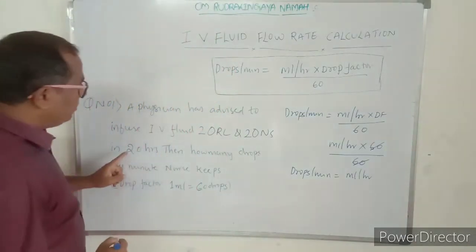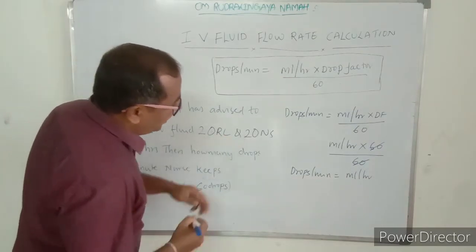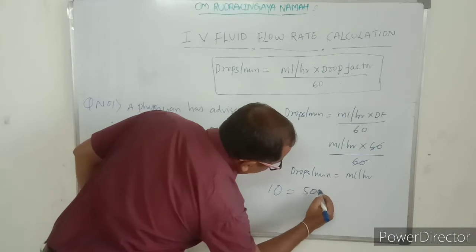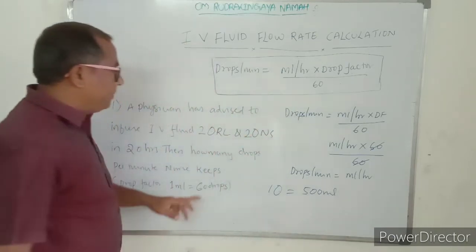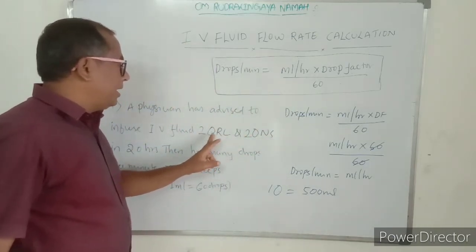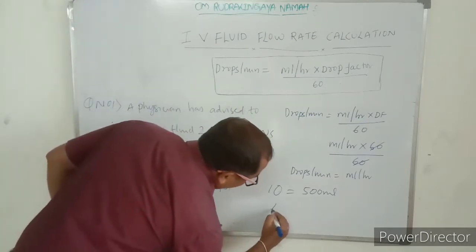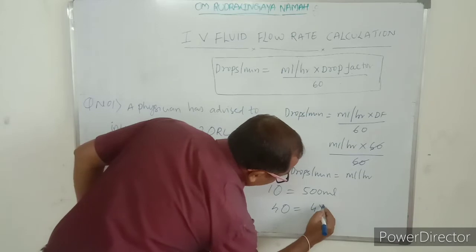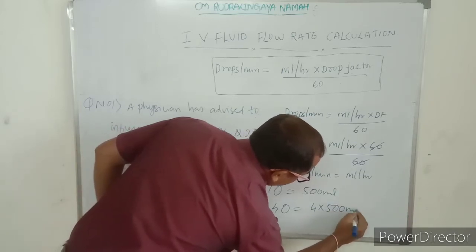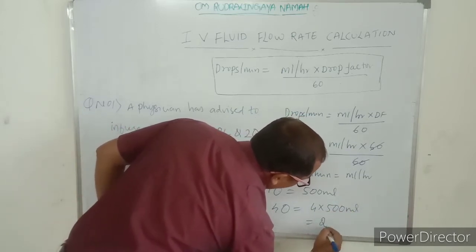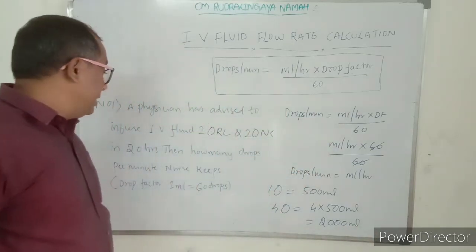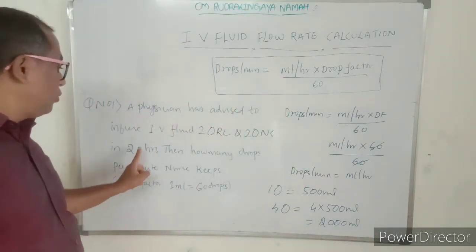Okay, that is 2 pint RL and 2 pint NS. So 1 pint is equal to 500 ml. So here how many pints are there? Fluid 2 pint RL, 2 pint NS. So that is total 4 pints to be infused. That is 4 into 500 ml, that is nothing but 2000 ml fluid has to be infused. In how many hours? That is in 20 hours.